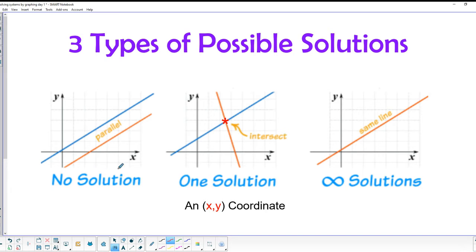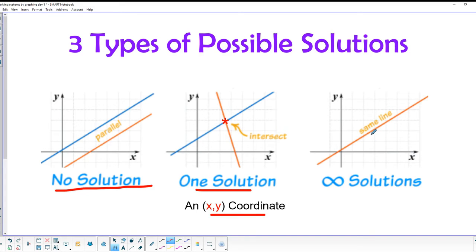Before we do our first one, however, we need to understand that if I graph a couple of equations and the lines are parallel, that means that there's no solution. They never do intersect. Now, on the other hand, if the lines do intersect in one point, that's just one solution, and we get to name what that solution is based on what the coordinates are.